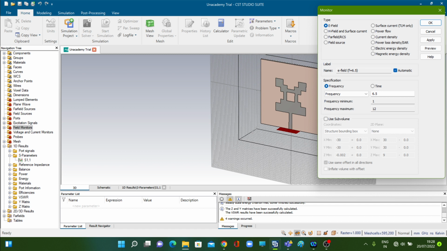The next pop-up window comes, which is named monitor. Here under this type option, we have different options like this E field, this H field. E field stands for electric field, H field stands for magnetic field, and surface current. Next is far field or RCS. RCS stands for radar cross section, which is a very important parameter of an antenna. In the session where I will be discussing the different antenna parameters, I will detail it. For the time being, we will be concentrating upon this far field only, not the RCS. And the next one is field source.